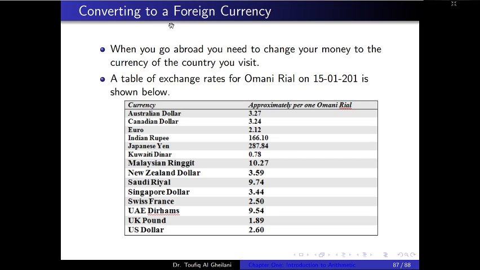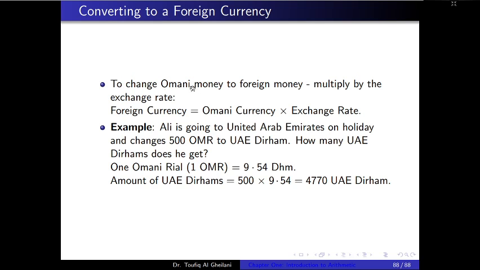Now, converting foreign currency. When you go abroad, you need to change your money to the currency of the country you visit. This table gives us the exchange rate for Omani riyals. For example, here 1 United Arab Emirates dirham equals 9.54 Omani riyals. To change Omani money to foreign money, we multiply by the exchange rate.